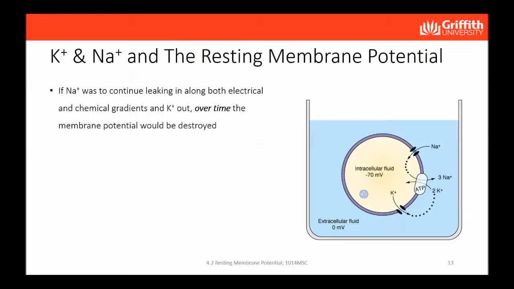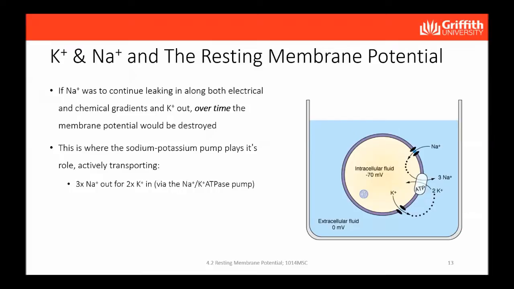Maintaining the sodium and potassium concentrations inside the intracellular fluid is crucial for preserving the resting membrane potential. If sodium and potassium were to leak continuously in and out of the cell, both along their electrical and chemical gradients, then over time the membrane potential would be destroyed. If this were to happen, the cell could no longer conduct electrical signals.